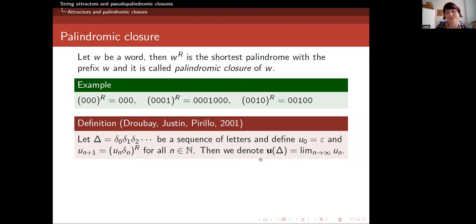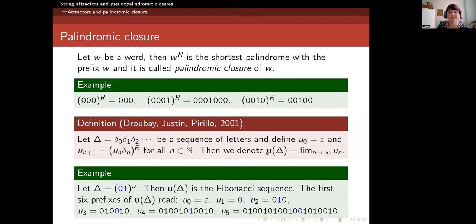And what's the connection of this U of delta to Sturmian and then Episturmian sequences? There's a close connection. So let me first introduce to you a result saying that if you take for your directive sequence the sequence 010101 repeated infinitely many times, then this construction gives you the Fibonacci sequence.